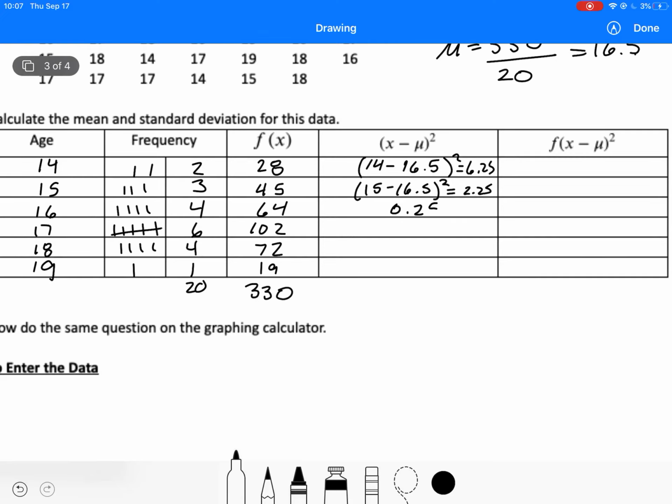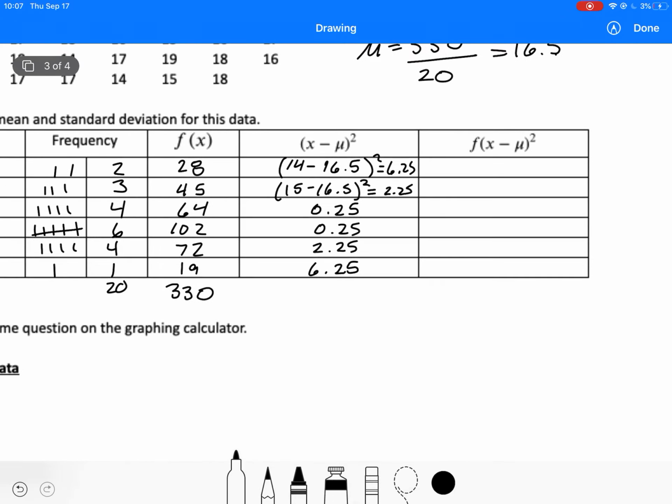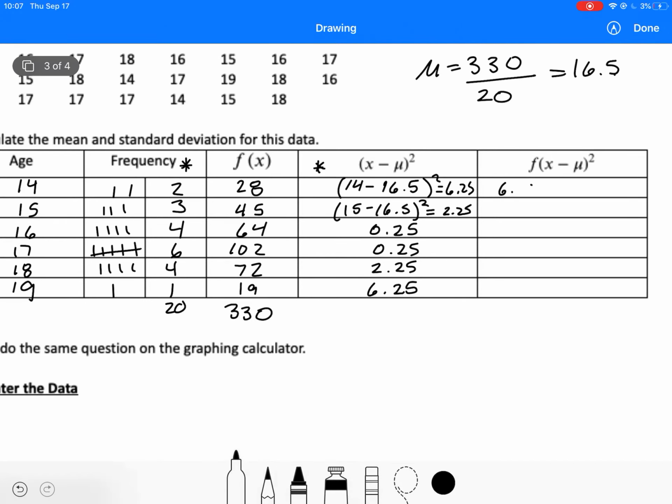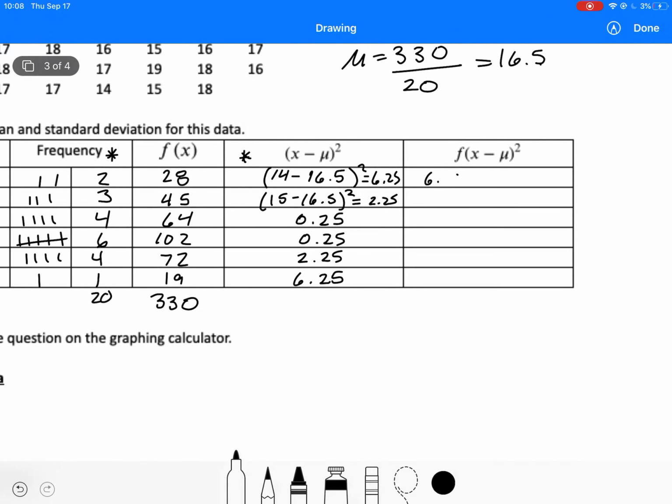Similarly, we would get 0.25, 0.25, 2.25, and 6.25. And then our last one is going to be f, so our frequency, multiplied by x minus mu squared. So this column multiplied by this column here. So we've got 6, oops, I'm going to go all the way back to our frequency column. Sorry about that. So frequency times x minus mu squared.